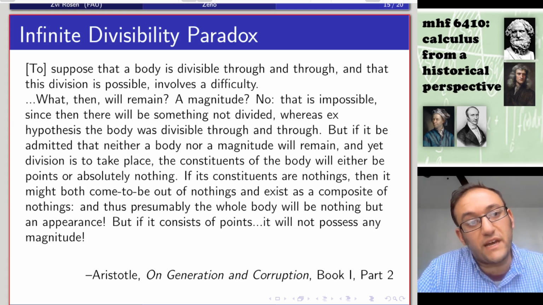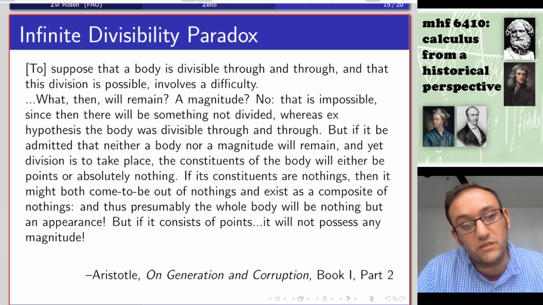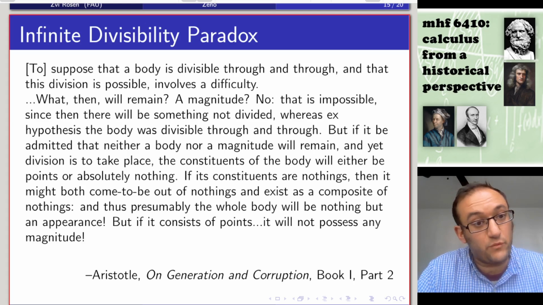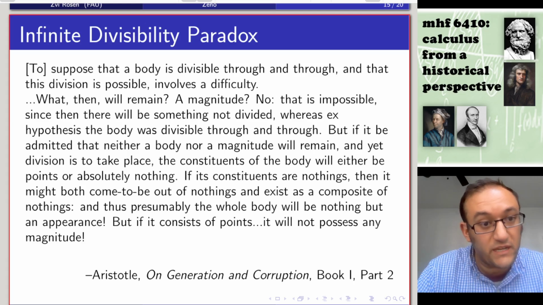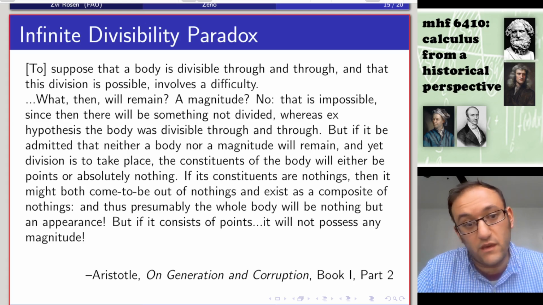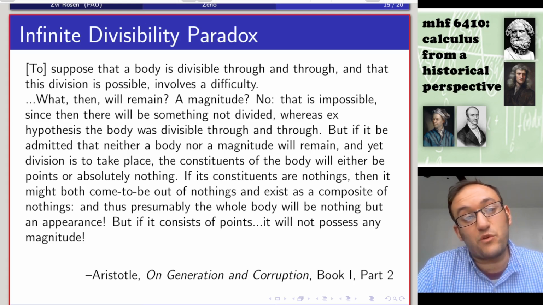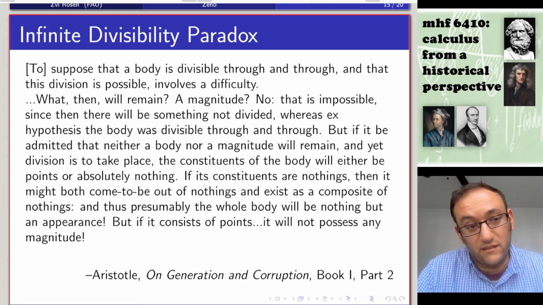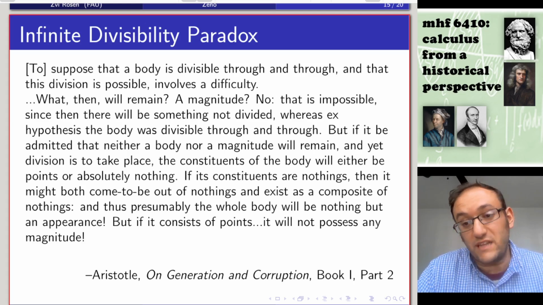To suppose that a body is divisible through and through, and that this division is possible, involves a difficulty. What then will remain? A magnitude? No, that is impossible, since then there will be something not divided, whereas, ex hypothesi, the body was divisible through and through. But if it be admitted that neither a body nor a magnitude will remain, and yet division is to take place, the constituents of the body will either be points or absolutely nothing.